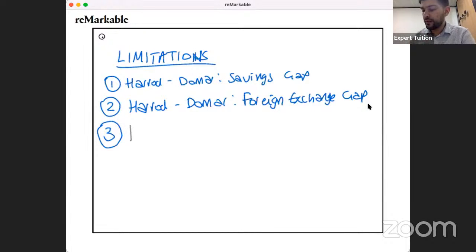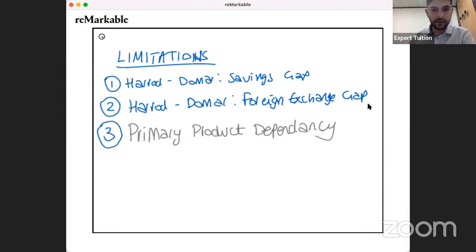Number 3 is primary product dependency. I hope I'm not spelling dependency wrong. It might be an E, who knows. Let me just address a few things about primary product dependency and how you would answer questions about it and the theory underpinning it.